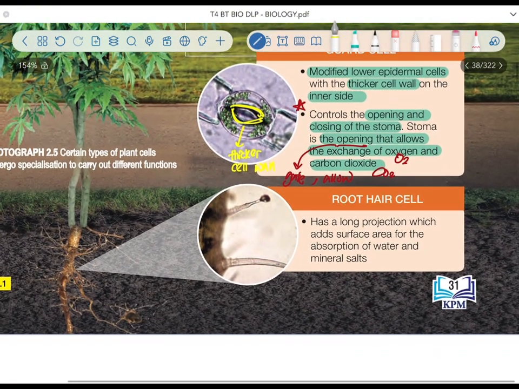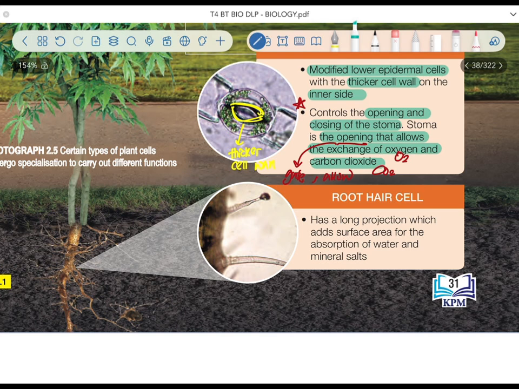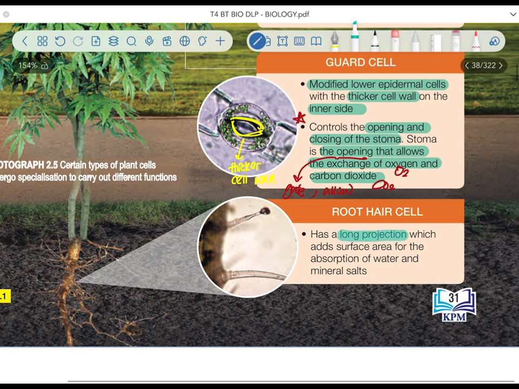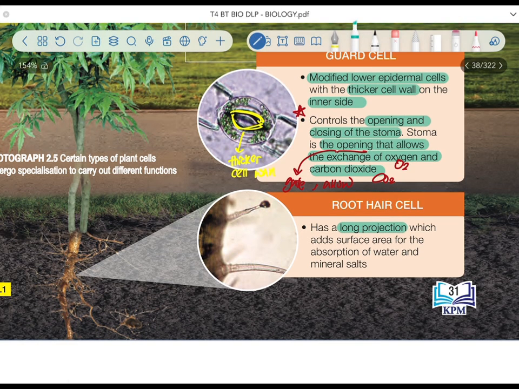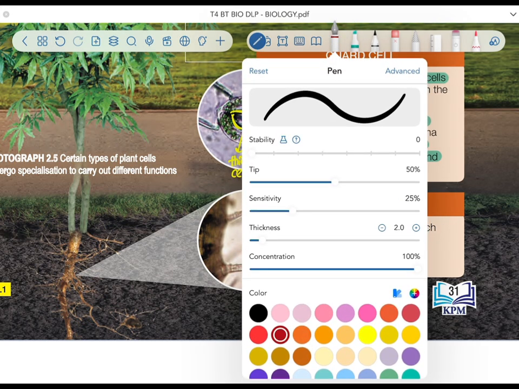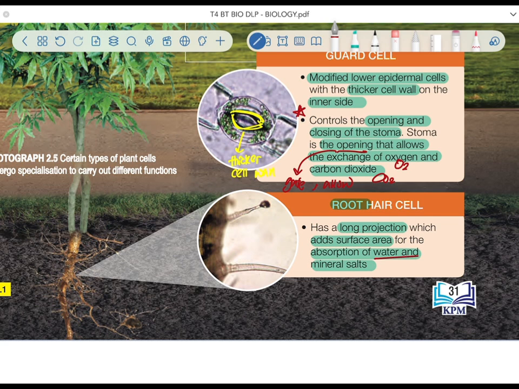And then lastly, the root hair cell has a long projection. It has long projections, and this adds a large surface area for the absorption of water and mineral salts. This root hair cell is found at the root hair. The root is important for absorbing water and mineral salts. As I mentioned just now, the terms water and mineral salts must come together.